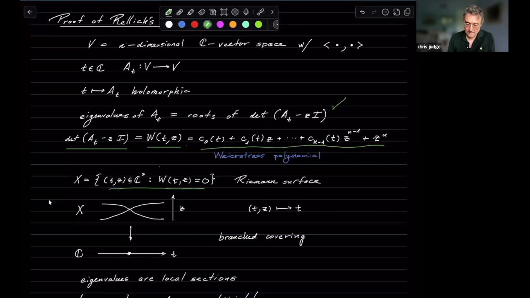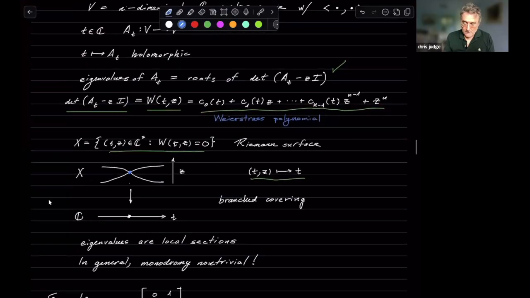And in fact, it gives you the map from (t, z) to t, which is a branch covering. So I have this Riemann surface, and it's sitting over the variable t. And for every t, the eigenvalues are essentially the fiber of this finite branch covering. Right? The fiber is finite. And the branch points correspond to the multiplicities. And so I have this branch covering, and I can talk about local sections of this branch covering.